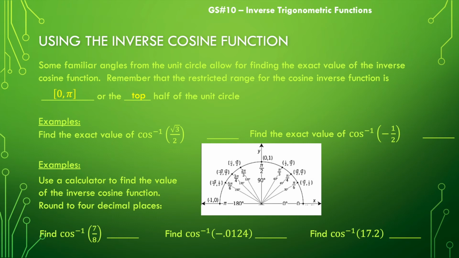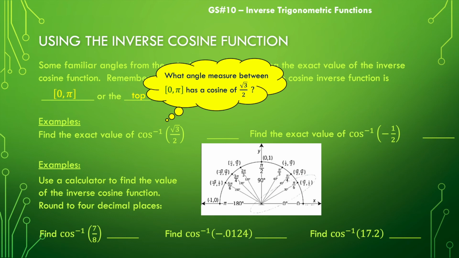So when I'm looking to evaluate the exact value of cosine inverse of rad 3 over 2, I am looking for an angle that has an x value of rad 3 over 2. Okay, so looking along this unit circle, find an angle that has an x value in the coordinate of rad 3 over 2. Okay, and you should find it here, right? And so you just pull the angle measure that goes with that, which is pi over 6.